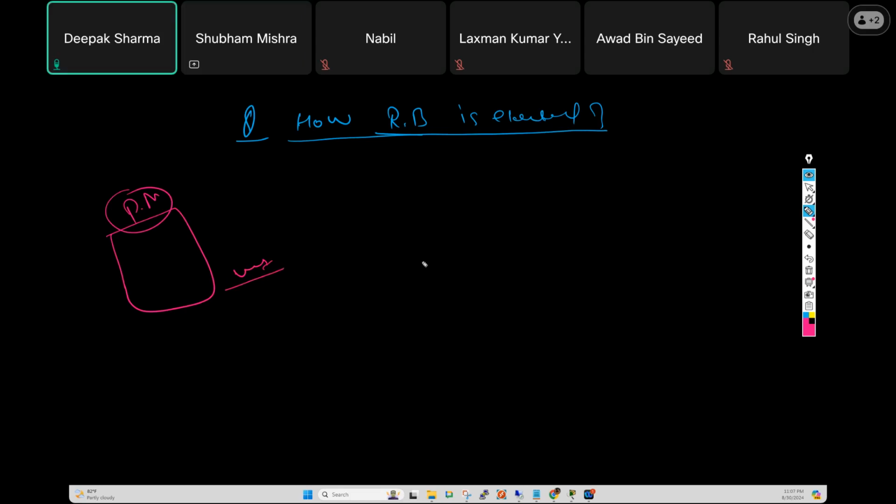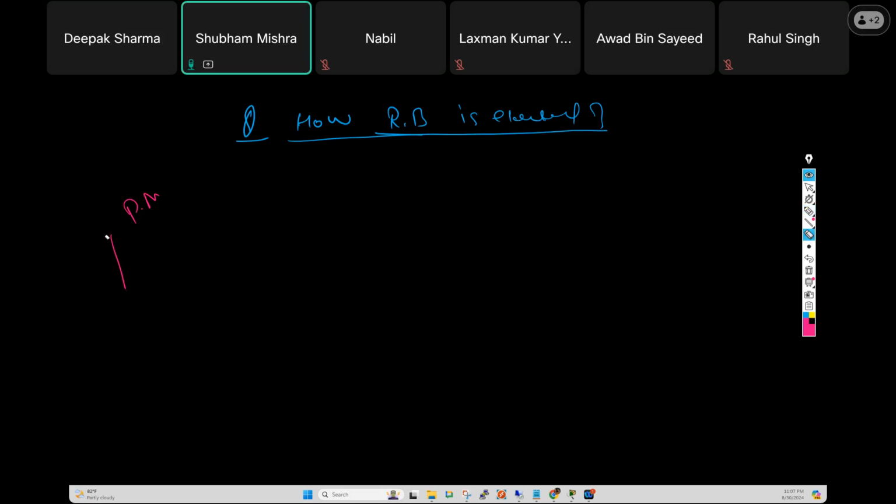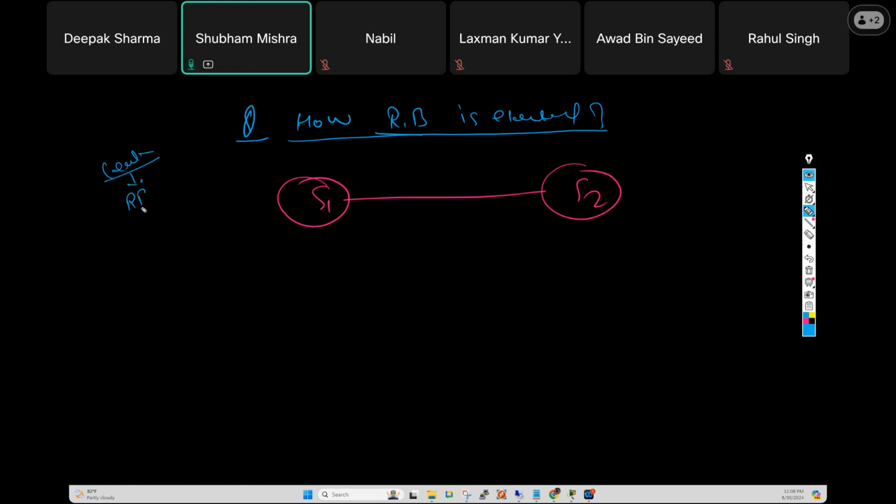Similarly, in case of STP, for example, this is switch 1 and this is switch 2. I already told you that your topology is either a looped topology or a non-looped topology. Even in a non-looped topology, STP is enabled by default. So between switch 1 and switch 2, one switch will become the leader. And that leader is known as the root bridge.